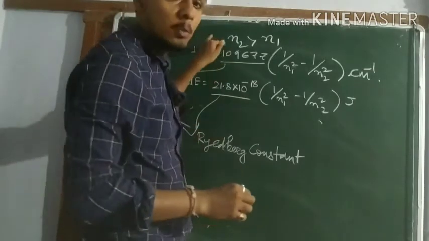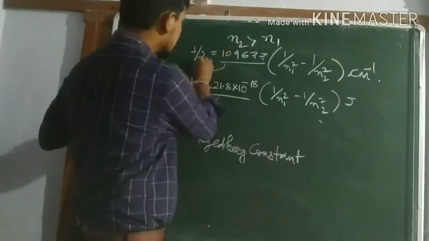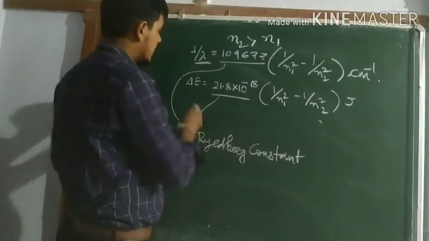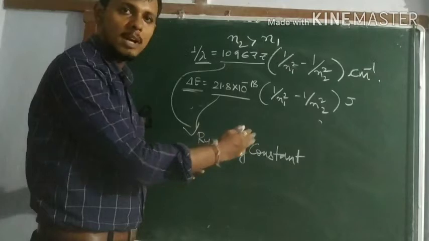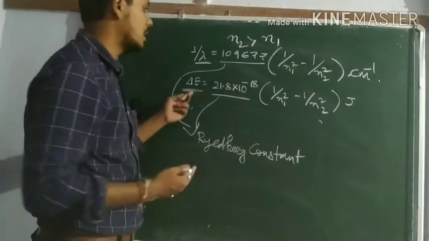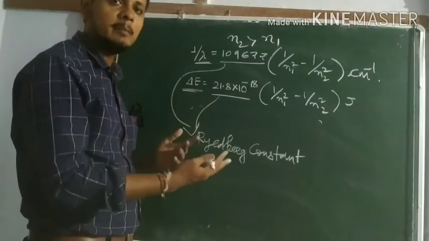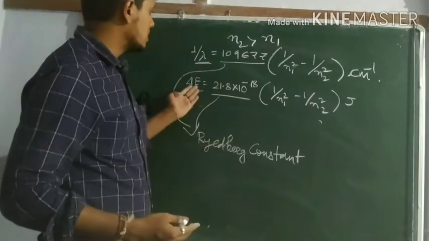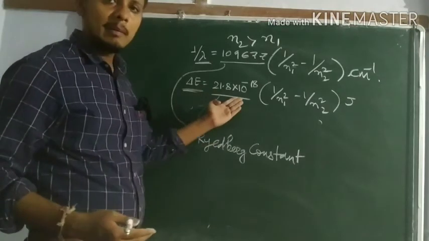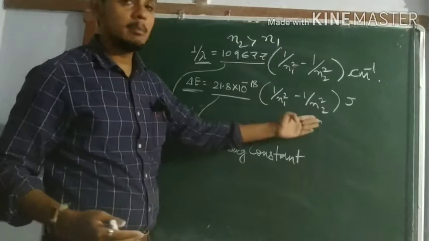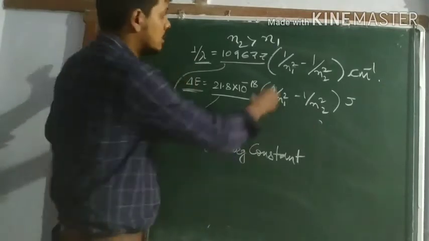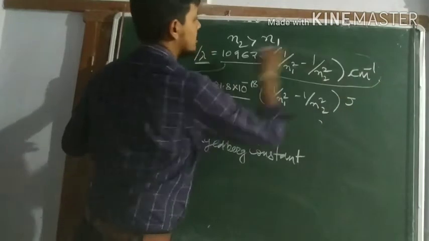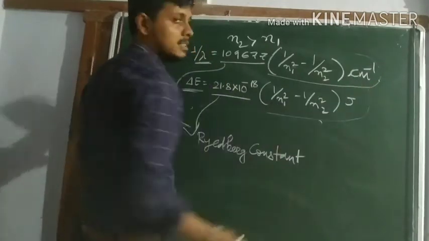If the electron comes from n2 to n1, then what wavelength will be emitted, 1 by lambda, and delta E is the energy difference between the two levels, meaning how much energy the emitted electromagnetic radiation will carry. So delta E is 21.8 into 10 to the power minus 18 into (1 by n1 square minus 1 by n2 square) joule. This one is in terms of centimeter inverse, wave number, and this is in terms of joule, that is energy.